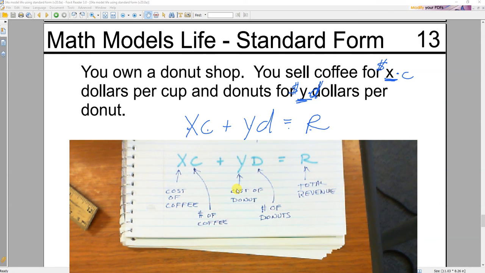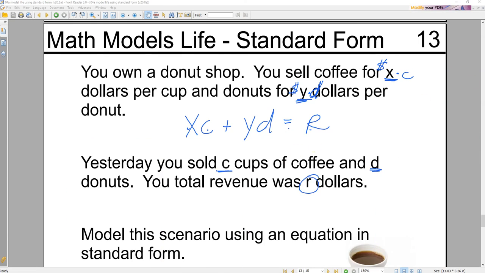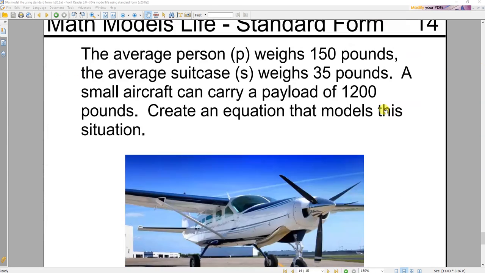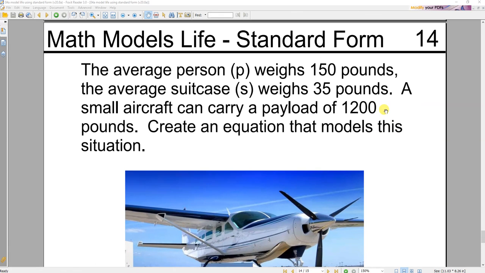All right. Hey, I think that's it for this lesson. Is it? No, you know what? There's still another one over here. What do I have? I got this one. Let's do it. Let's see. I've got a person and their weight. I have suitcases and their weight, and I have my total. So 150 per person plus 35 per suitcase. And we're going to make that 1,200 pounds.